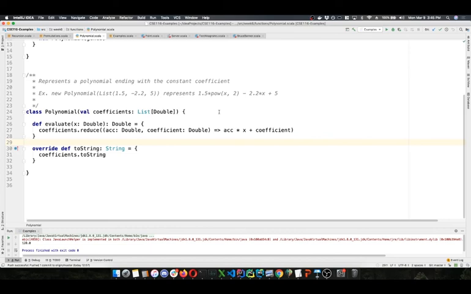Question? I kind of don't understand what you mean by the accumulator. What does that represent in the function? So it's like the accumulator pattern in 115.